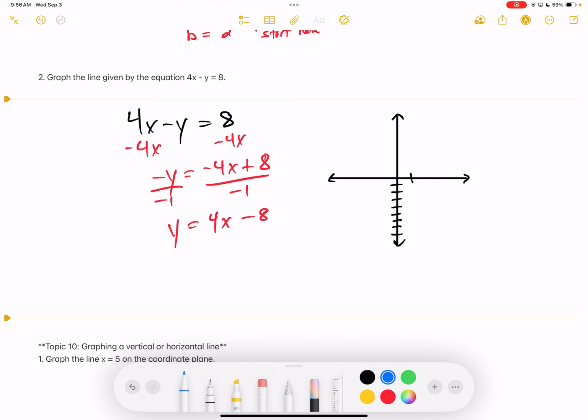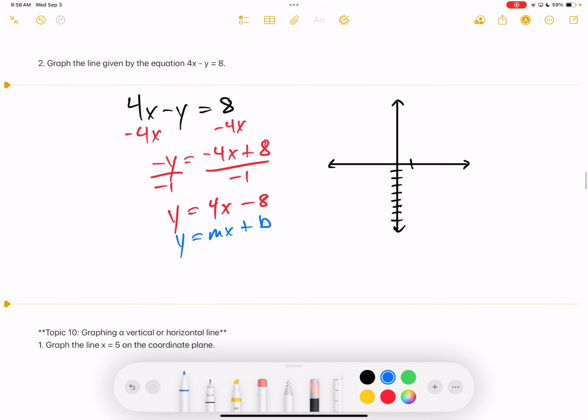All right, so to graph this, we are now in the y equals mx plus b form. Again, it doesn't hurt to write that underneath because then it makes it match up real easy. The 4 and the m are right here. So m is 4, which is 4 over 1. That would be positive, so up 4 to the right 1. And my y-intercept is at negative 8.